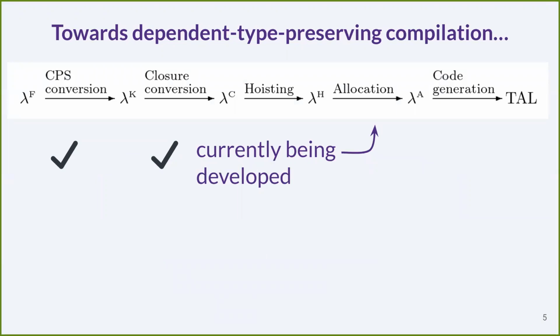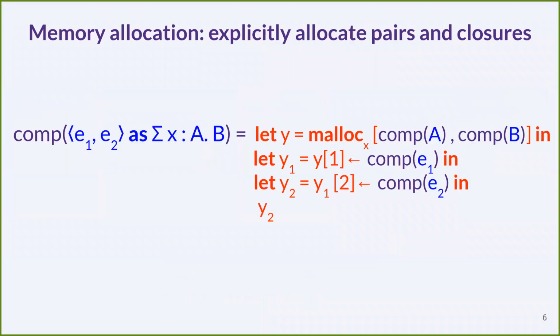Towards preventing linking errors using type checking, work has been done to develop a dependent type preserving compiler. This work is about the dependent type preserving memory allocation pass, as the previous two passes have already been done. The main point of interest is the design of the target language that enables the memory allocation pass to be proven type preserving. The memory allocation compiler pass generates a program that explicitly allocates pairs and closures on the heap.